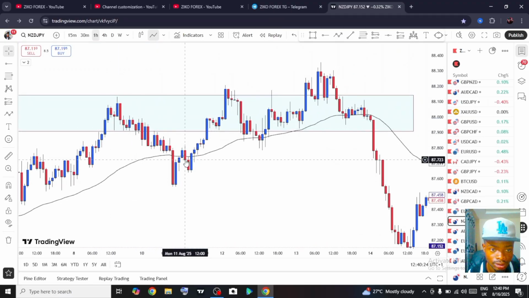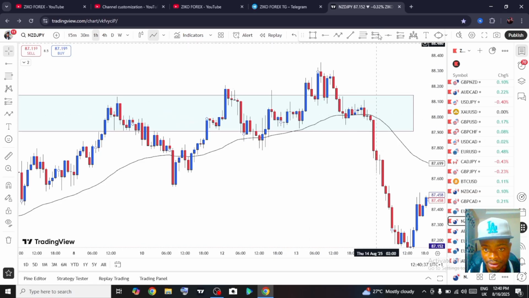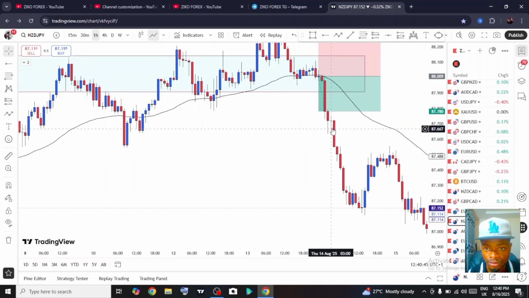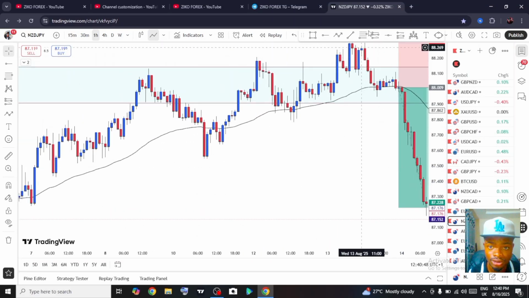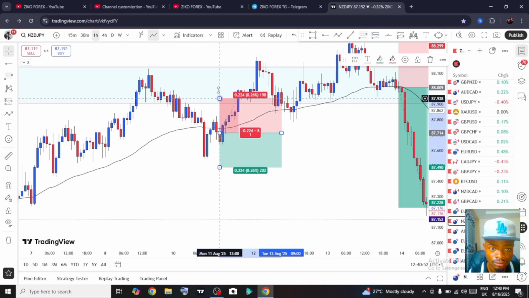Shift. Okay, there will be one loss here. Let's see here again. And this is the entry right here. So this trade is supposed to look like this. This trade is supposed to look like this. And this loss is supposed to look like this. Something like this.